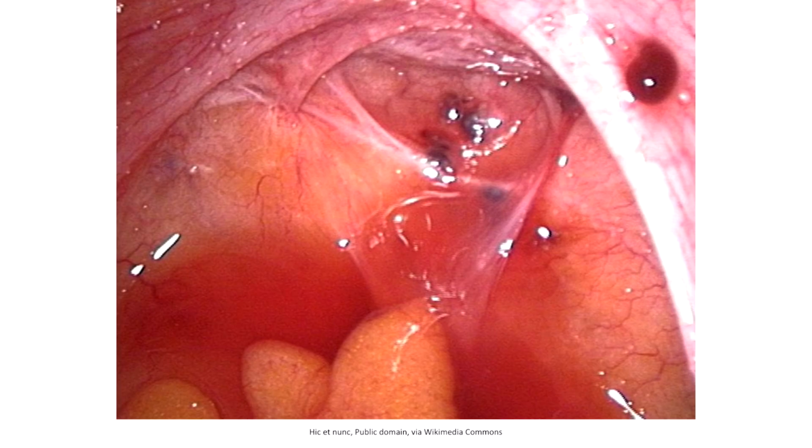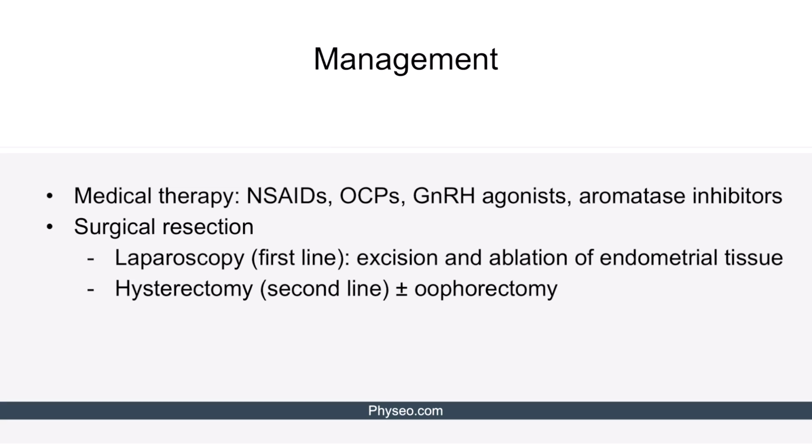Here is a laparoscopic image of endometrial foci in the Douglas space and on the right sacrouterine ligament. Note the blue-black appearance of these lesions. Okay, moving on to management.